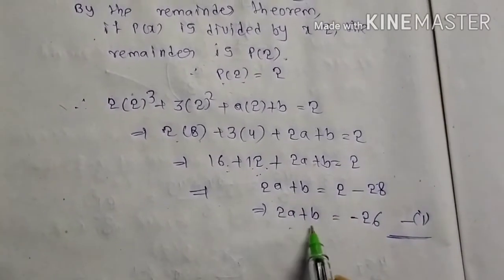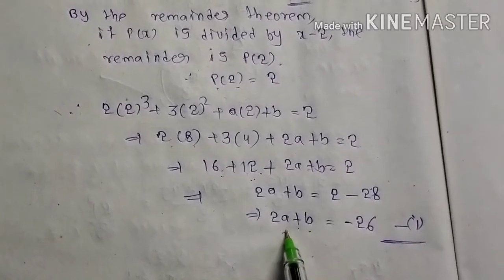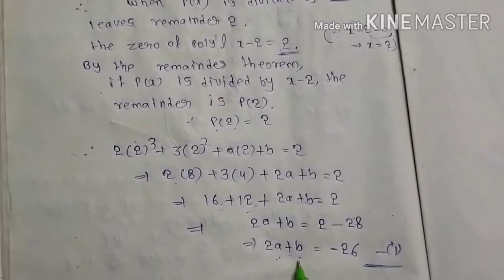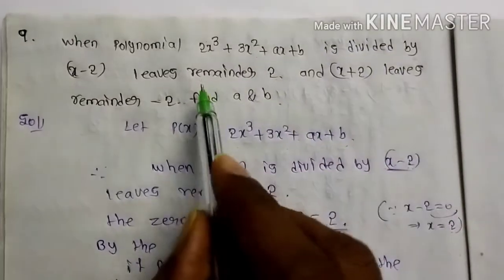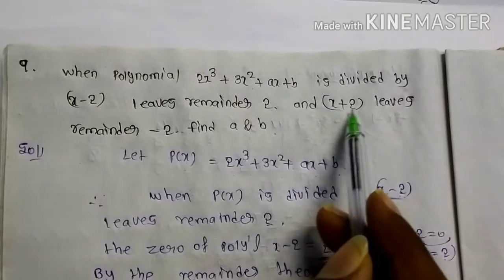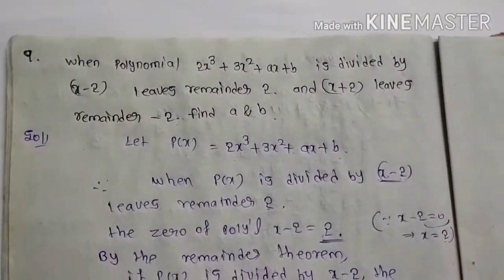Why? Because we need to find a and b, two variables, but we have only one equation. How can you find with one equation? We cannot find a and b. So you can see one more option. See here, when the polynomial is divided by x plus 2, x plus 2 leaves remainder is how much? Minus 2. Yes or no?